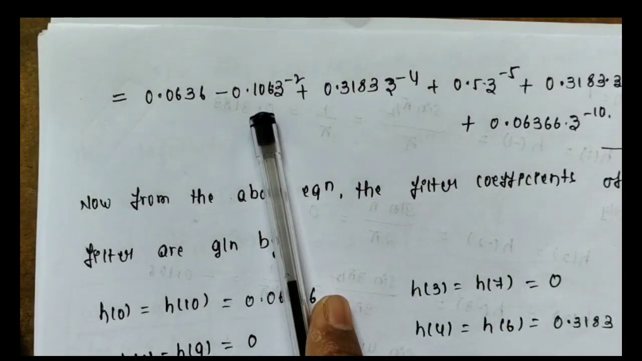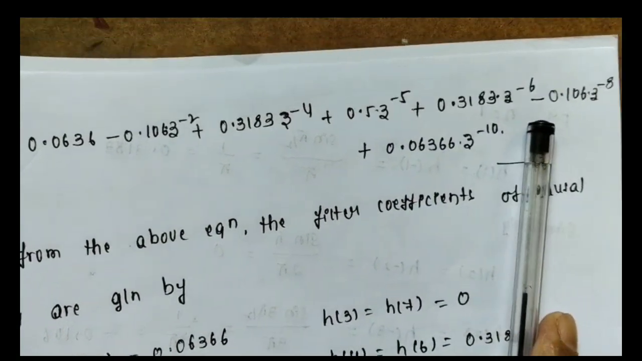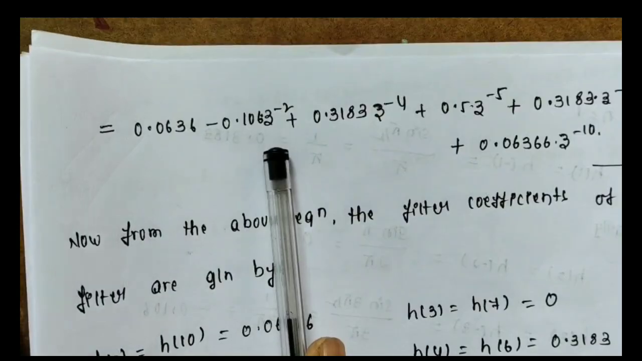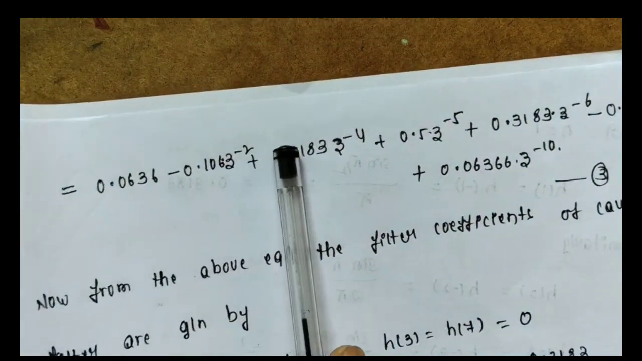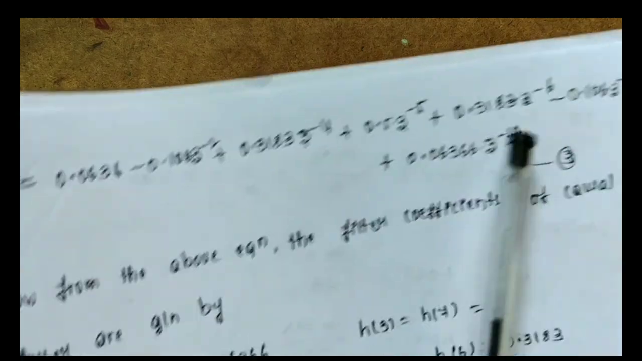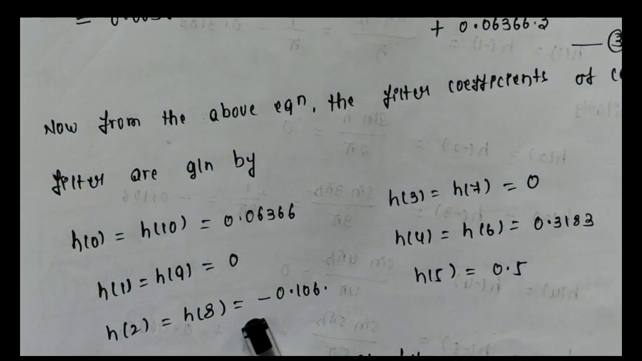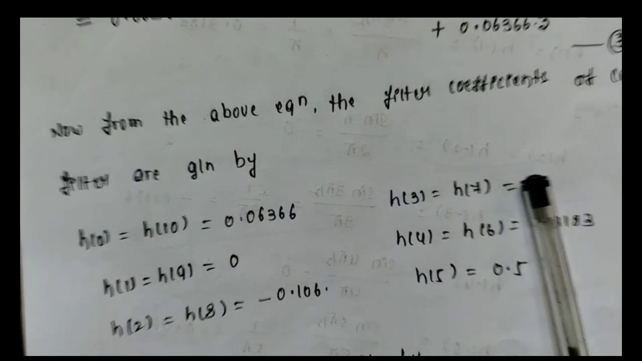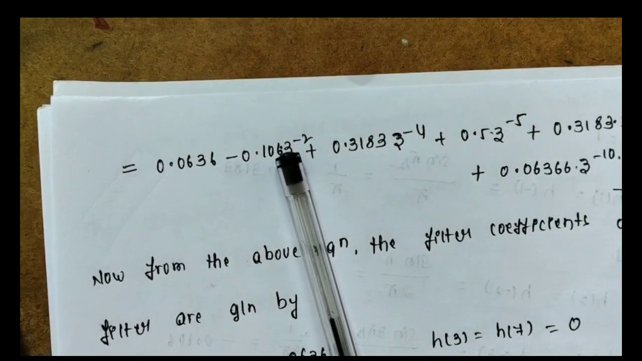Now see here, h of 2 is 0.106, right? Yes, 0.106. So h of 2 is equal to h of 8. See the order, z power minus 2, second order, and z power minus 8, h of 8. So like that, h of 2 is equal to h of 8 is equal to minus 0.106. And we don't get a z power minus 1 value here. The z power minus 1 value is not there.